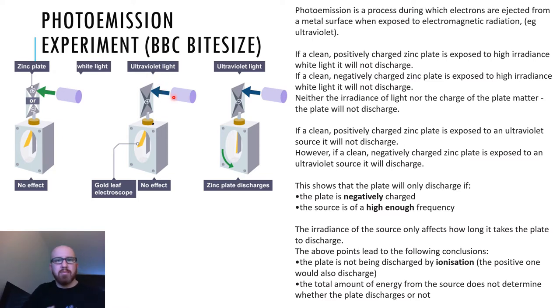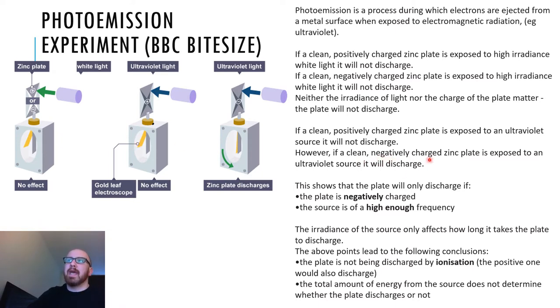Now, ultraviolet light has more energy than white light. If you shine it on a positive plate, then nothing happens because the positive plate doesn't have extra electrons, it's extra protons. And this little leaf down here is the two positive charges repelling one another. So this one is positively charged, this one is negatively charged. Positively charged zinc plate, nothing's going to happen. The high energy UV light doesn't do anything.